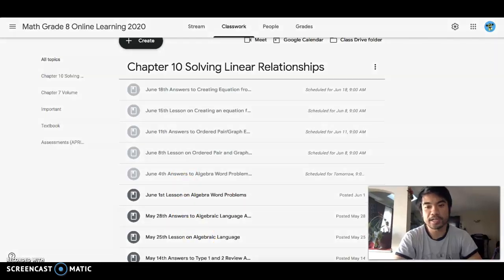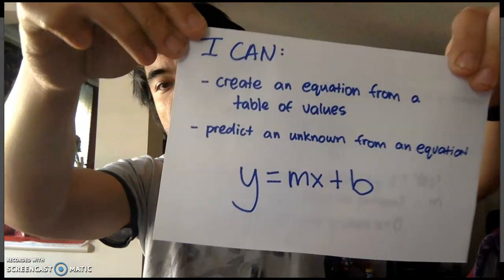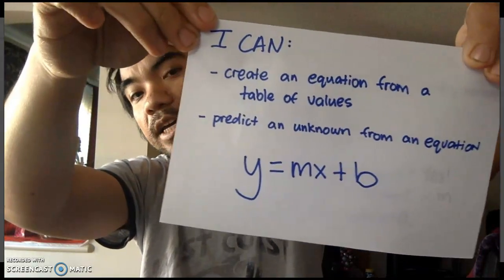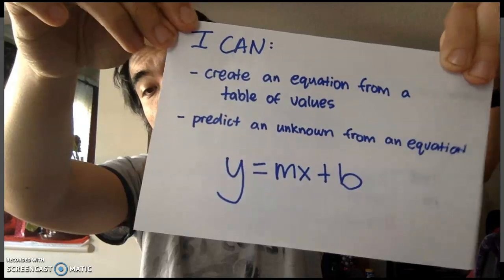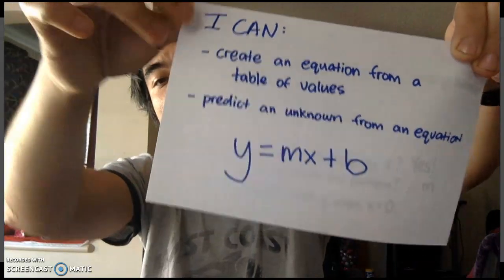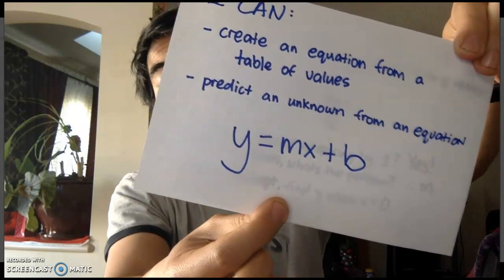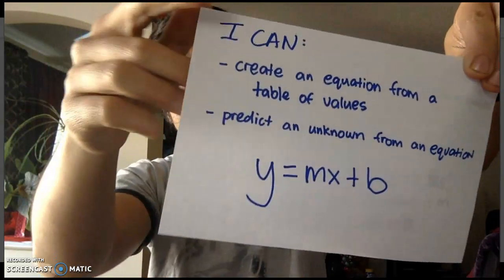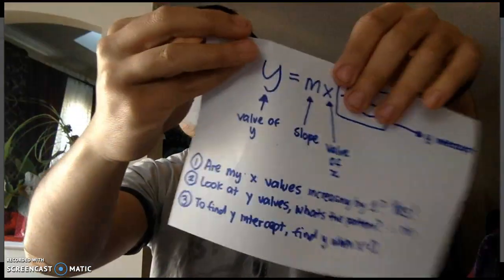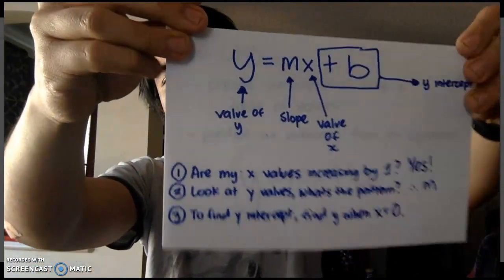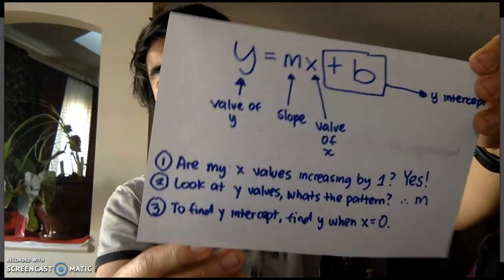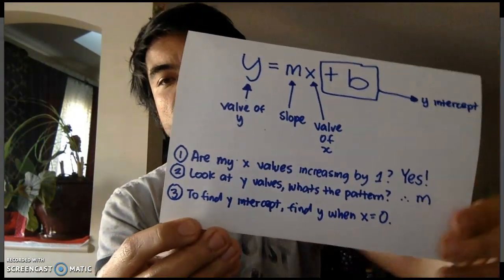Okay, so if you look here, for this week we are going to do the following. I can create an equation from a table of values. I can predict an unknown from an equation. So we are going to use this equation format, y equals mx plus b. Now, I will just briefly talk to you about this and then we will do lots of examples. Don't worry. Make sure you pause this video so you can actually write this in your notes.